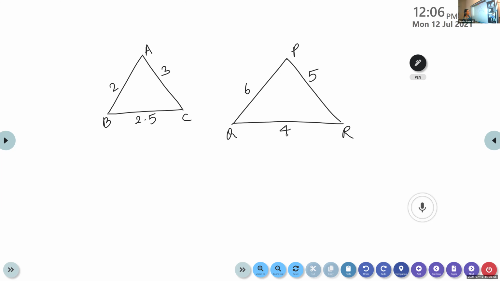Now tell me, are they similar? Look here. ABC and PQR are the triangles. Are they similar? We have three criteria, isn't it? AA criterion, SSS criterion, SAS. You check whether it is similar or not. It is similar. Why? Because it is proportional to the first triangle. Is it proportional? Check it.